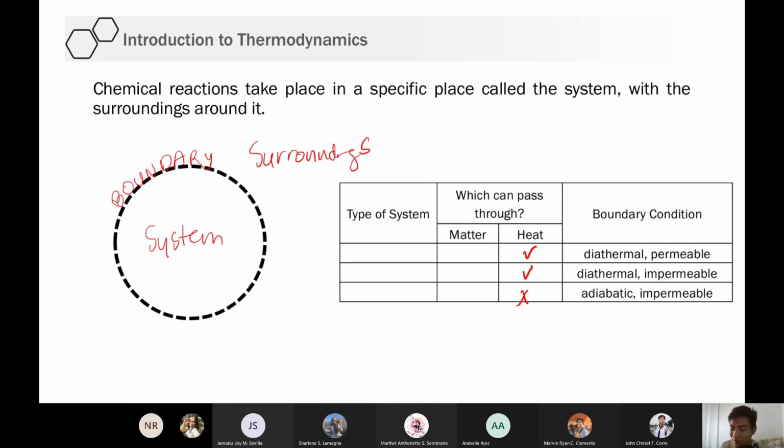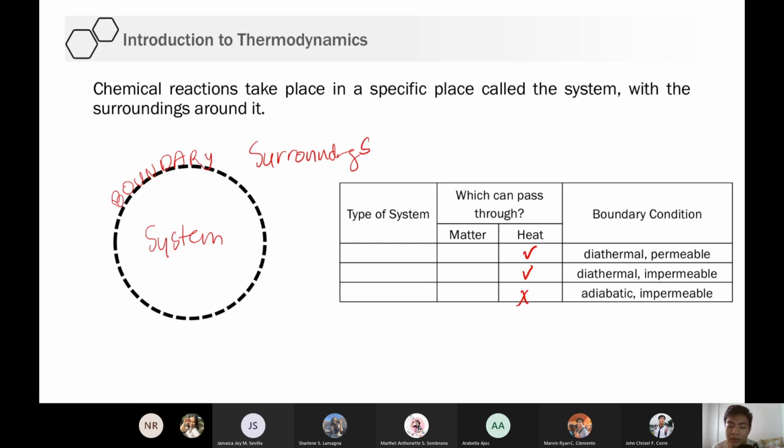Yung yelo, lagay mo dun sa loob, di agad yung matutunaw. Kasi nga, yung init ng paligid, hindi siya pumapasok sa loob, no? Ibig sabihin, hindi matutunaw yung yelo kasi yung heat from the outside, hindi siya pumapasok sa system, no? Okay? So, yun yung idea kapag adiabatic boundary.